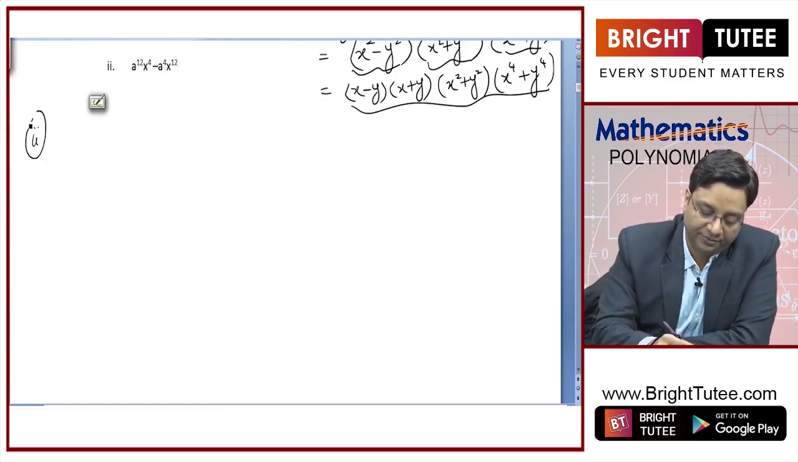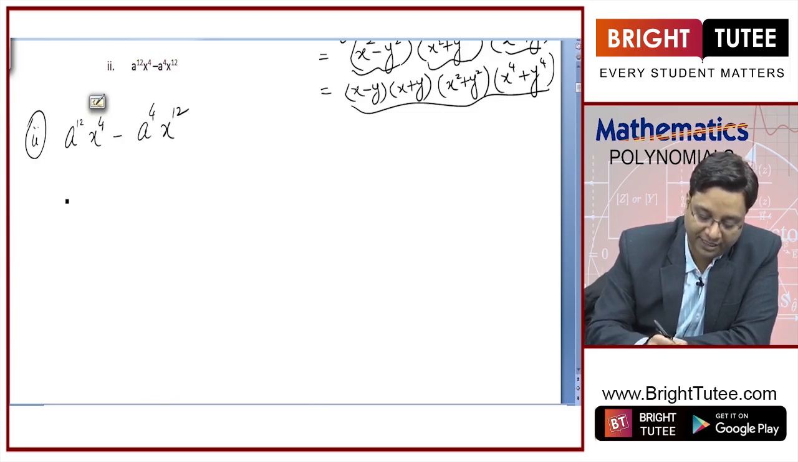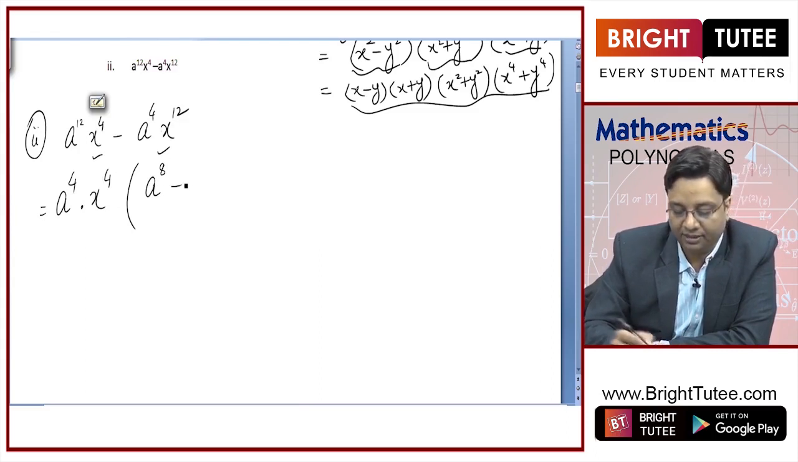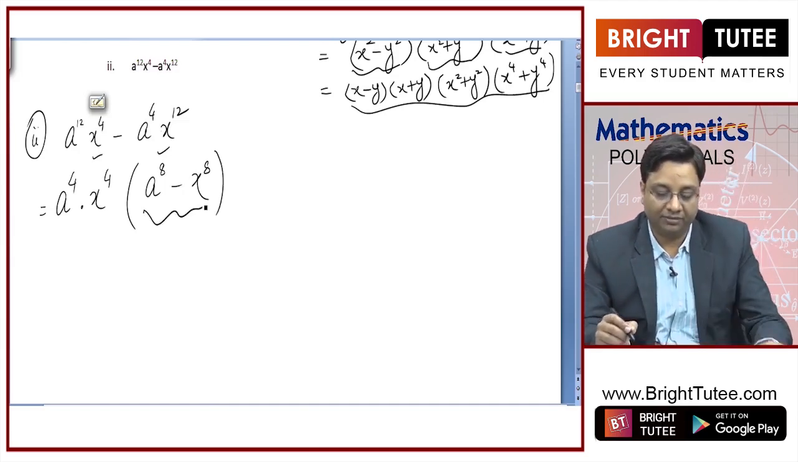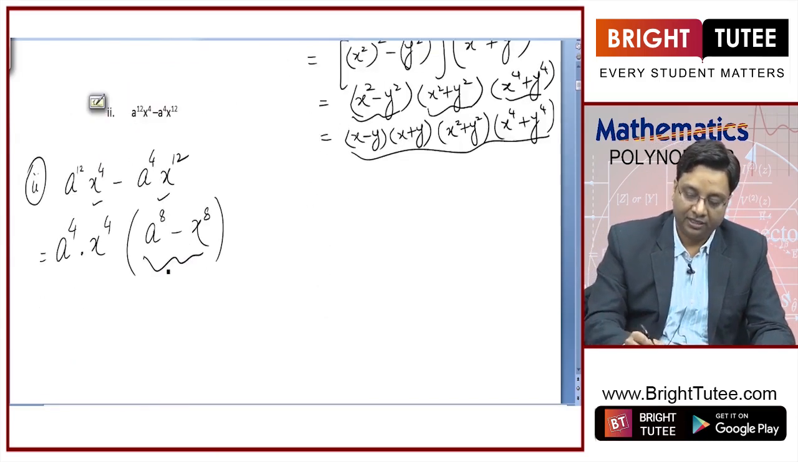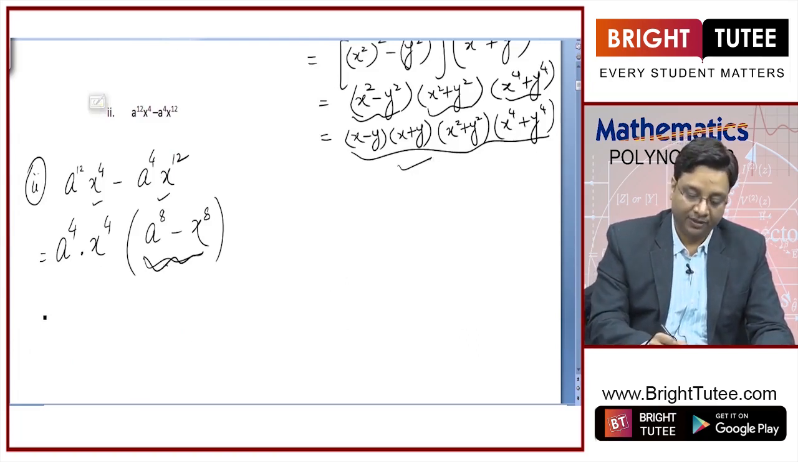The second part is a raised to power 12 x raised to power 4 minus a raised to power 4 x raised to power 12. So I can take a raised to power 4 into x raised to power 4 common from these two terms. So the first term will be a raised to power 8 and the second one will be x raised to power 8. Now this is pretty simple because we have just solved such a question, x raised to power 8 minus y raised to power 8. So the factorization of this I will write directly because I already factorized it, okay.